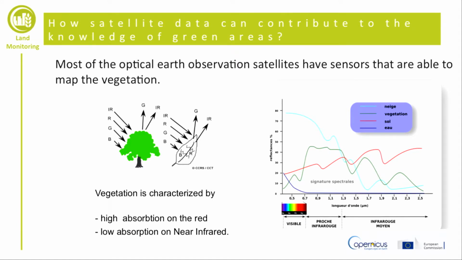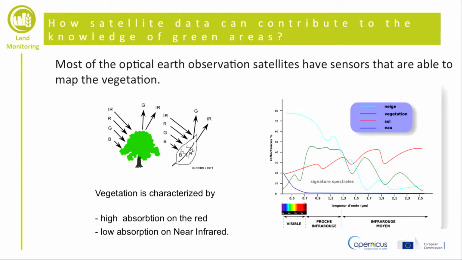Let's now say a few words about this and see how remote sensing methods can be used to map the vegetation. First of all, we need to understand what a spectral signature is. Most of the optical Earth observation satellites have sensors which are able to measure energy in different wavelengths, specifically in wavelengths corresponding to green, red, blue, and near-infrared.